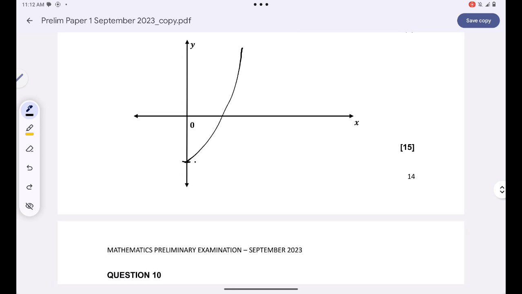I'll simply have 13 over 2. Actually, it should be like this. Why am I saying that, guys? Remember that we're the positive x-intercept, right? So the y-intercept of the inverse should be positive as well.